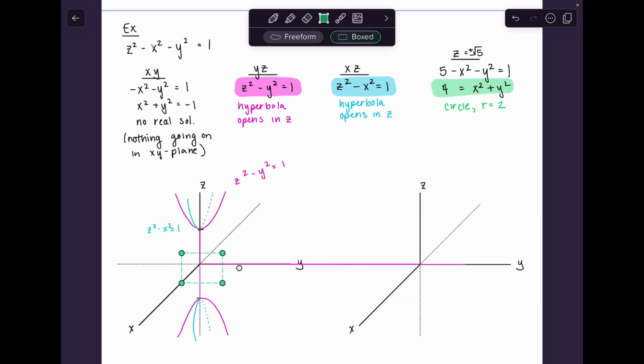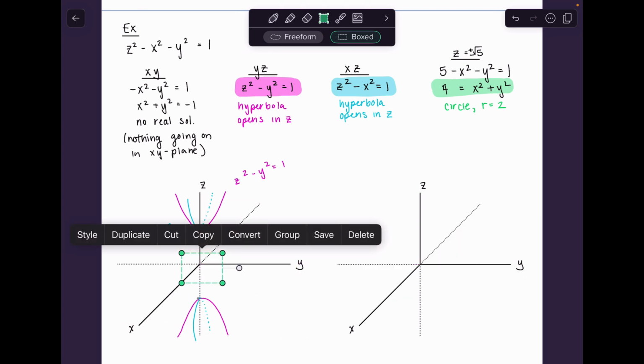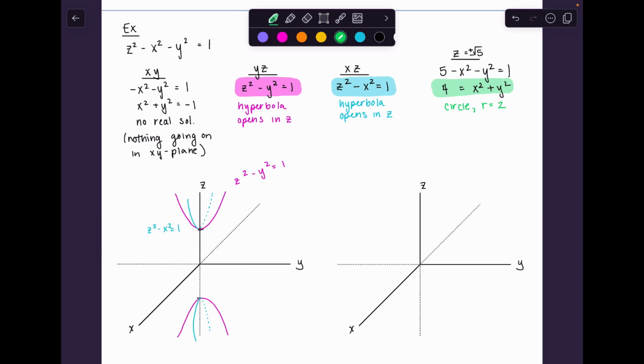And then we have those two different traces. If I were to cut this off at z equals root 5, then when it intersects with these curves, it is forming a circle. So ultimately what that means is you have a circle connecting these. So this specific one would be z equal to positive root 5, and then you have x squared plus y squared equals 4.